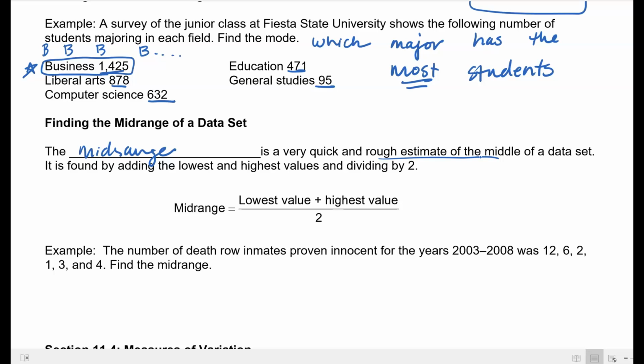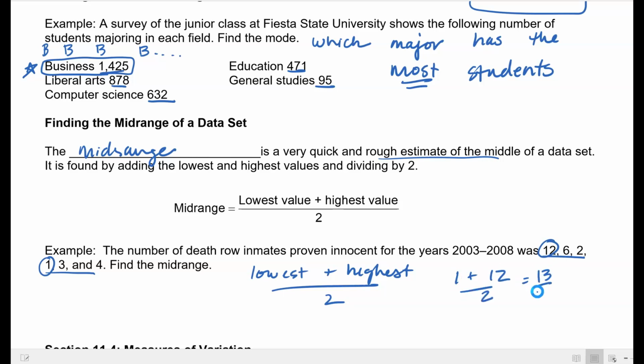We have this example from before, the same one that we did with the death row inmates proven innocent, and we've got these numbers. We want to find the lowest plus the highest and divide by 2. So it looks like the lowest is going to be 1 and the highest is 12. So we get 13 divided by 2, which is 6.5.